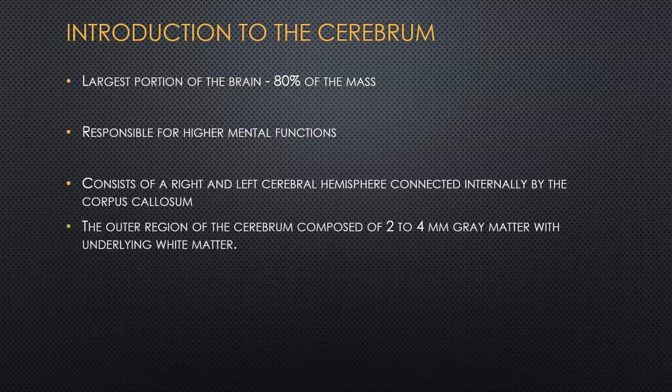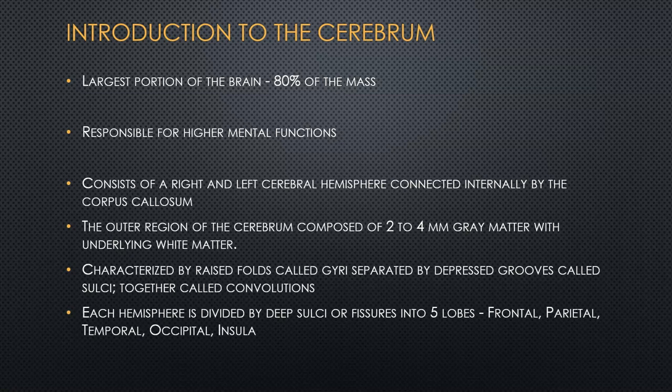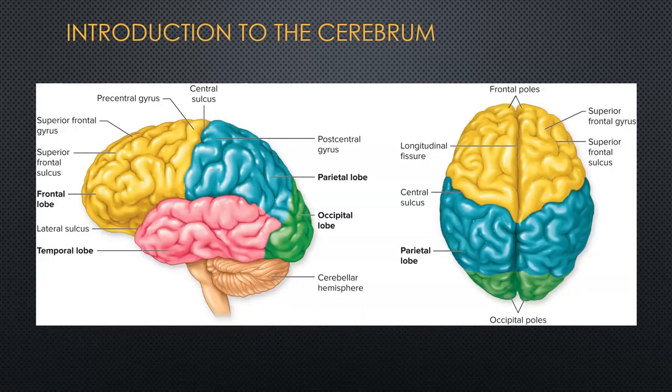The outer region of the cerebrum is composed of 2 to 4 millimeters of gray matter, with some underlying white matter. It's characterized by the raised folds called the gyri, separated by the depressed grooves called the sulci. Together, they are called the convolutions. Each hemisphere is divided by deep sulci or fissures into 5 lobes: the frontal, the parietal, the temporal, the occipital, and the insula.